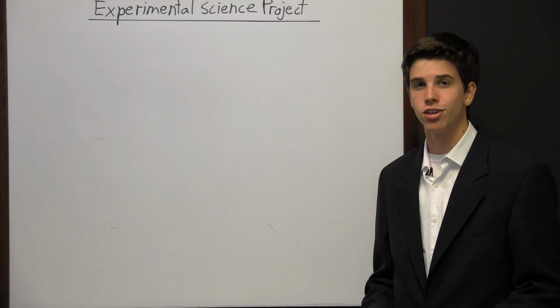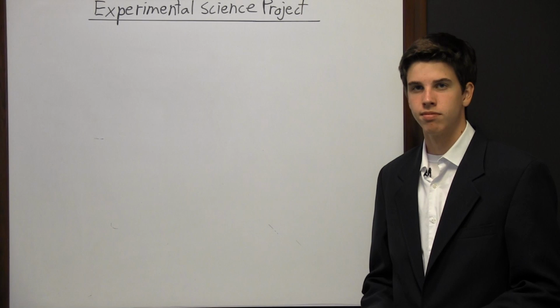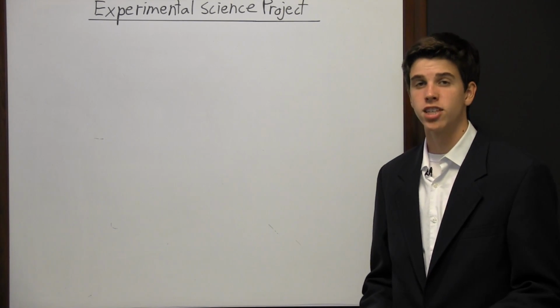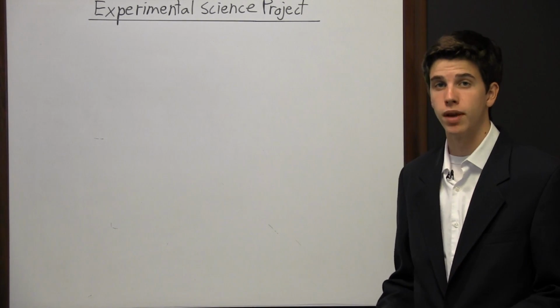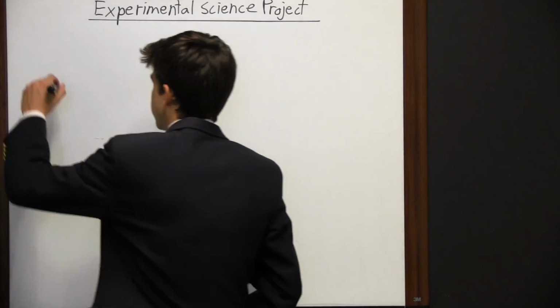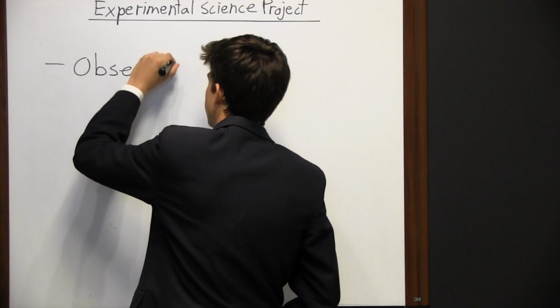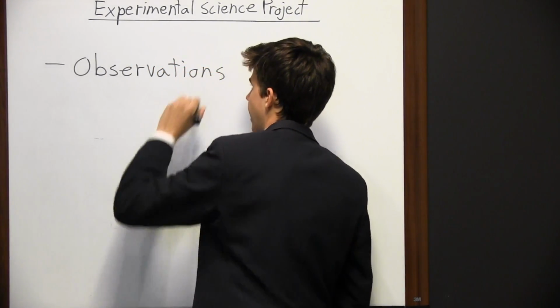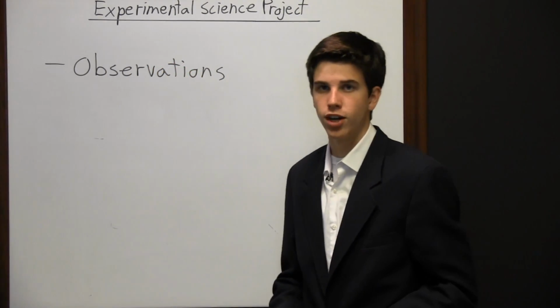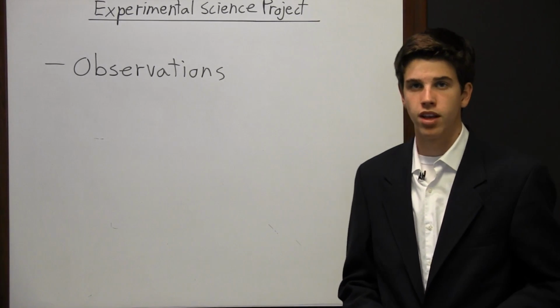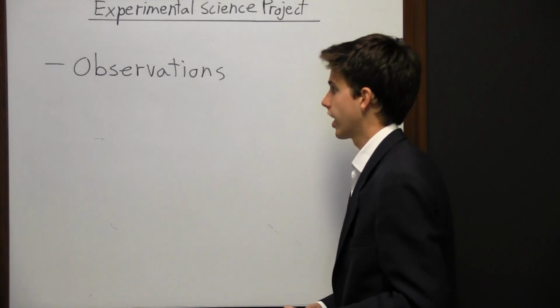ACT, Science, Research, Summaries. An experimental science project has 4 basic steps. So you start out with making observations because you have a question you want to answer. So say, for example, our question is, does magnetism affect the growth of plants?